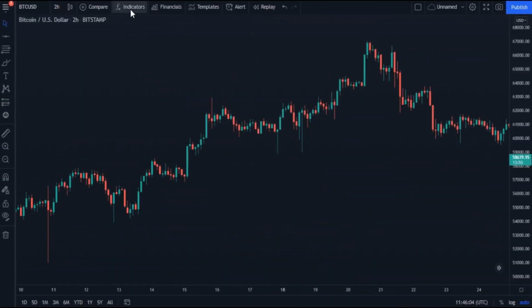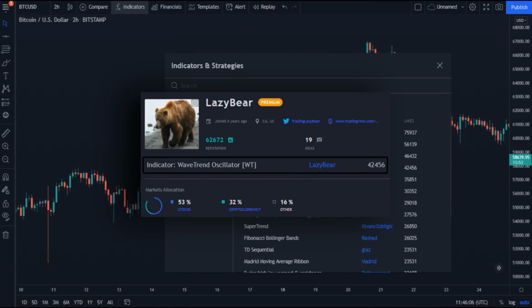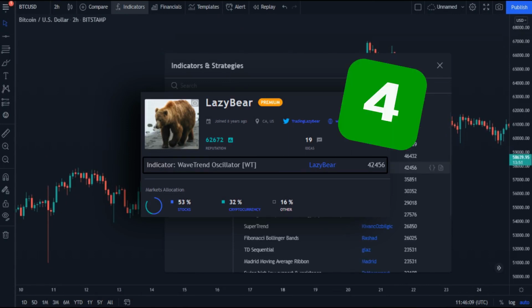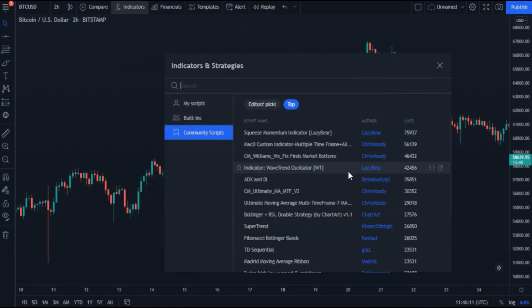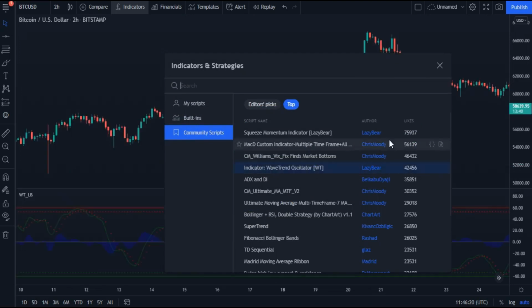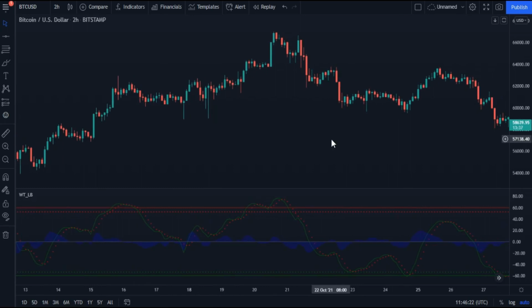In fourth place is the wave trend indicator, which also created by Lazy Bear. Looks like Lazy Bear takes first and fourth place. Well, let's apply it to the chart and see what it looks like. This indicator looks great at first glance, but let's dive a little into its details to make sure of its signal. Well, here is an overbought area. And here is an oversold area.